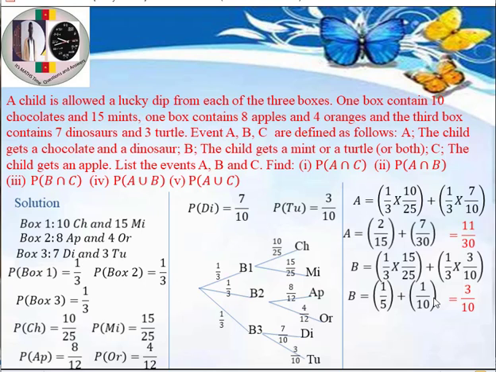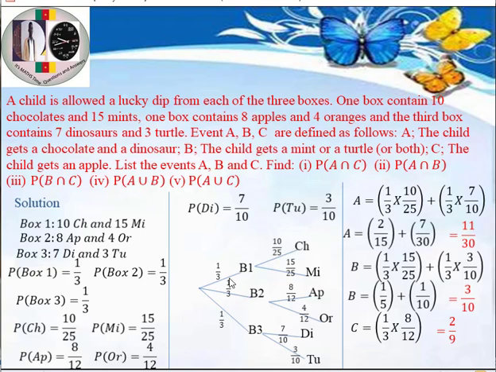And the probability of C, which says that you can just get what? An apple. So to get an apple, we must choose from box 2. So for us to get an apple, we'll have the probability of choosing from box 2 times the probability of getting an apple, which will give us 1/3 times 8 on 12. And if we simplify this, we are going to have a probability of 2 on 9.